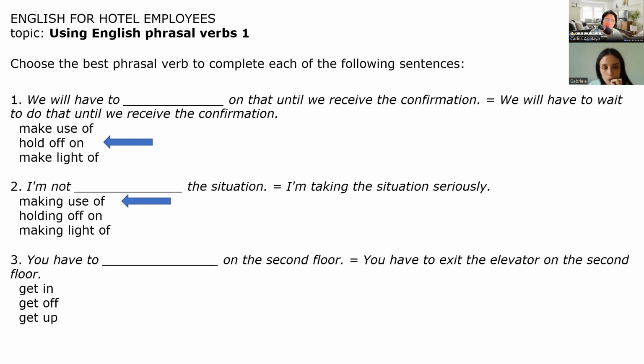Number 3, you have to get off on the second floor. I mean, you have to exit the elevator. You have to get off. Get off on the second floor. You say, please, I want to get off on the third floor. You say, get off. You don't say leave, you say get off.